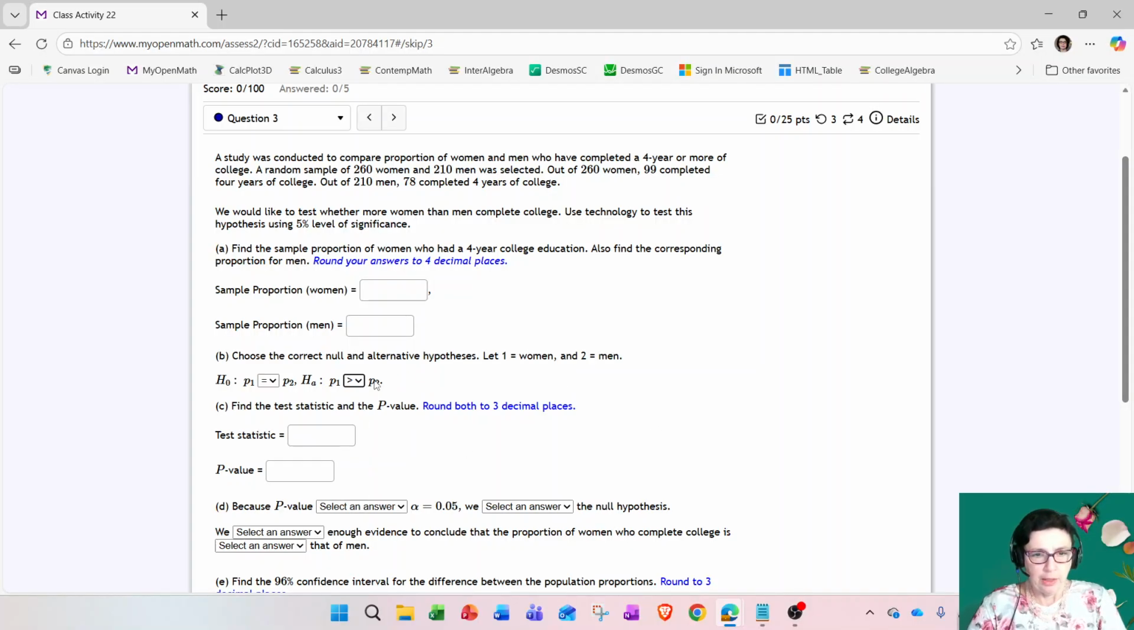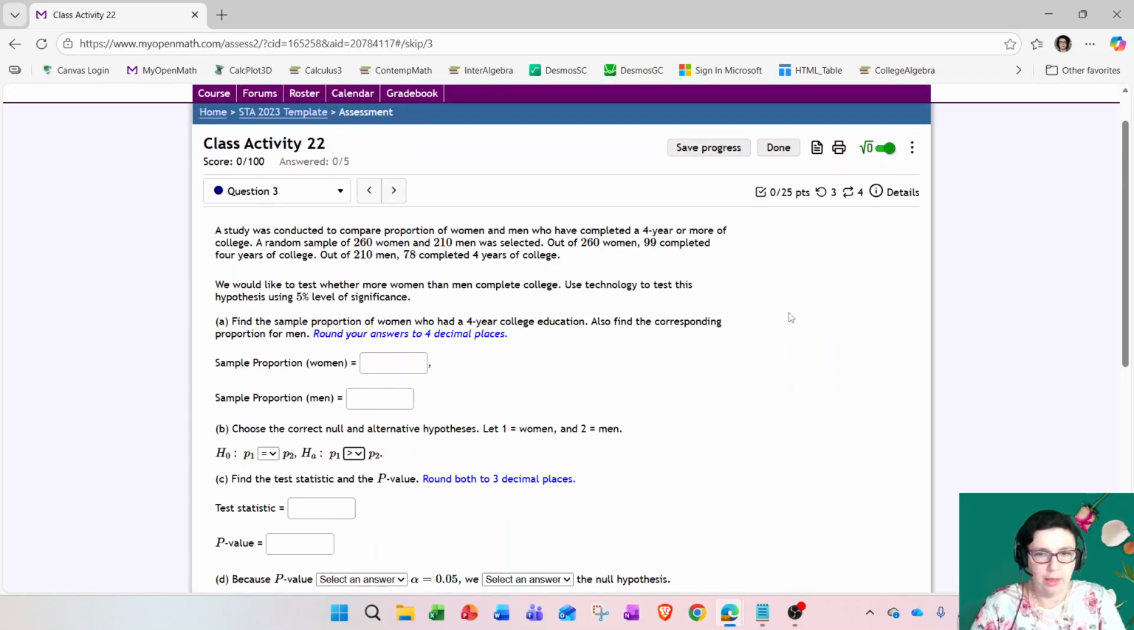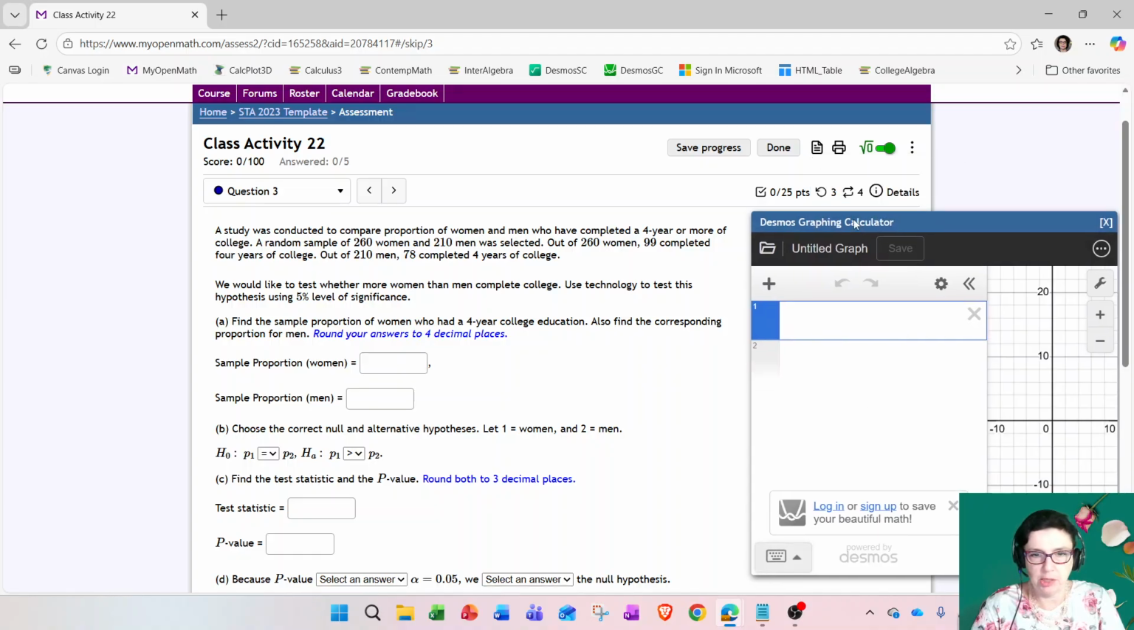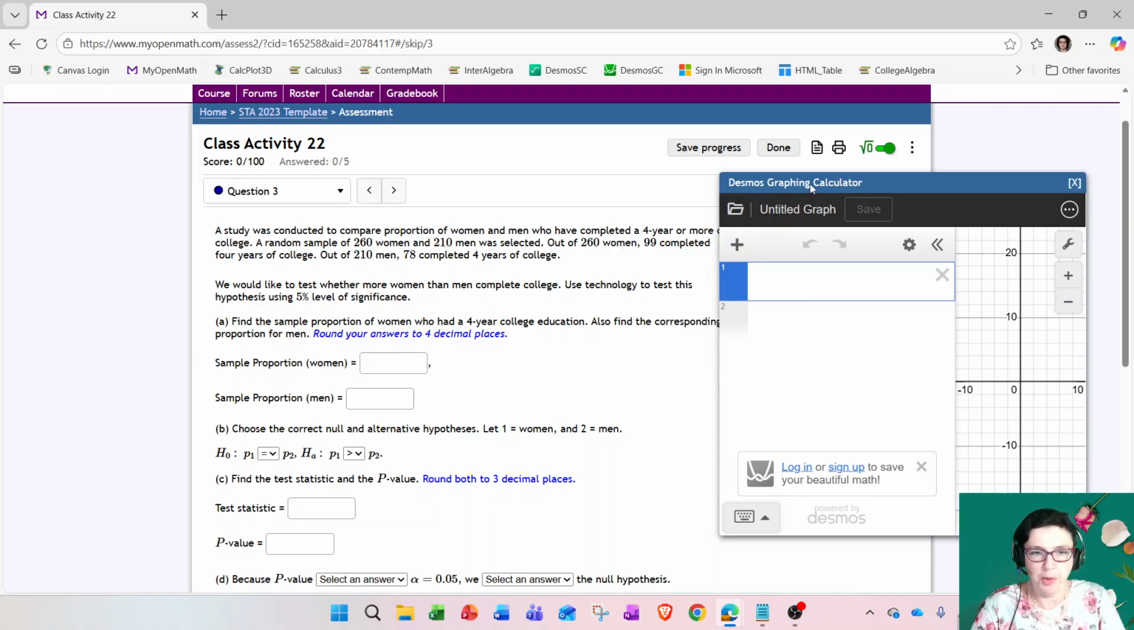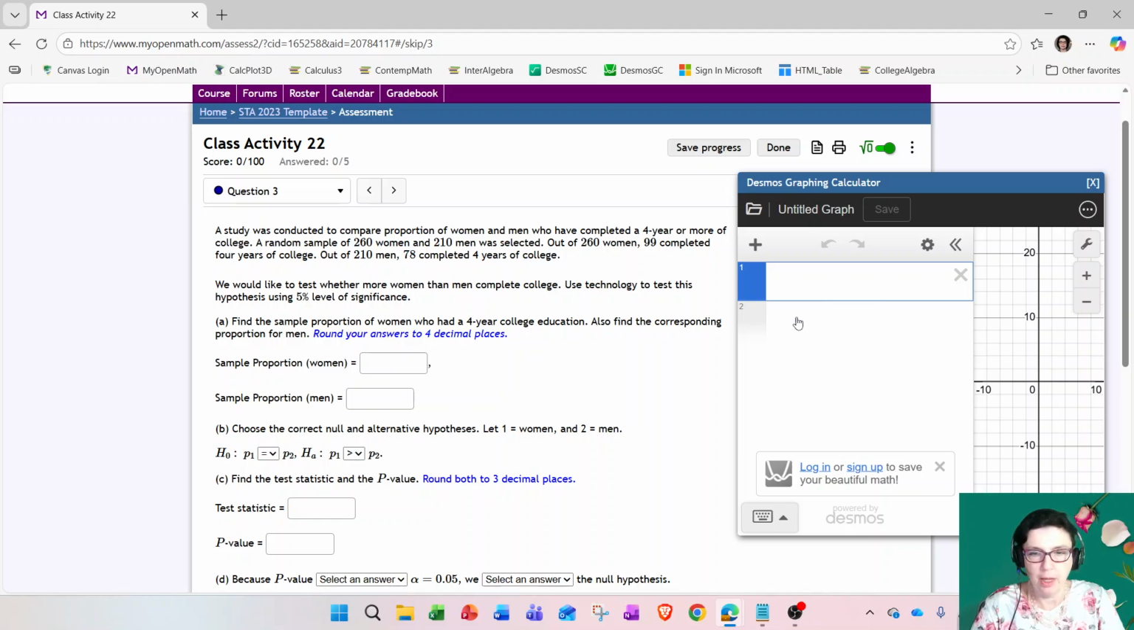Okay. The next thing is to actually conduct the analysis. So let's open up on the resources that just open the regular Desmos calculator. And the first thing I'm going to do is actually come back to part A and find the sample proportions, which is p1 hat and p2 hat. Okay, so for p1 hat, which is the women, I'm going to take the number of women who completed college, so 99, and divide it by 260.